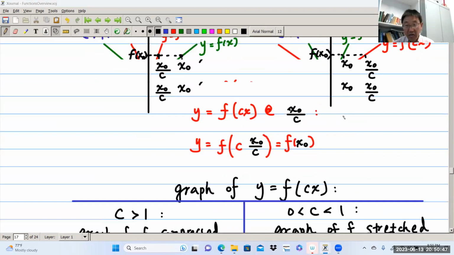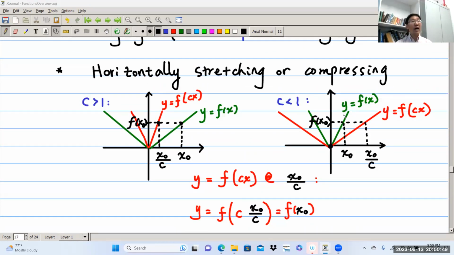And this one is kind of harder to comprehend sometimes. So what happens if I change x, I replace x with cx? Suppose this green curve is y equals f of x. Okay, I want you to listen carefully. Now I make a new function by transforming this f of x. A new function is y equals f of cx. So that x now is replaced by cx. What happens if c is bigger than 1?